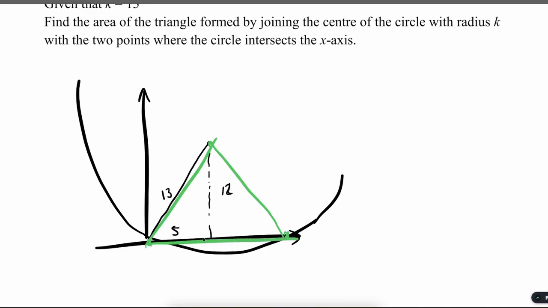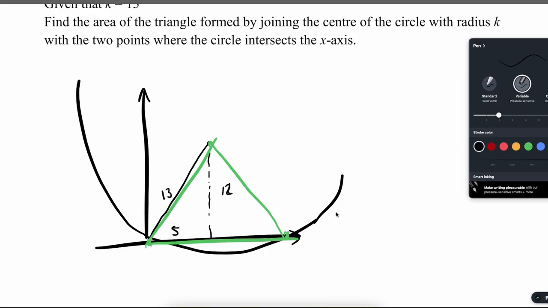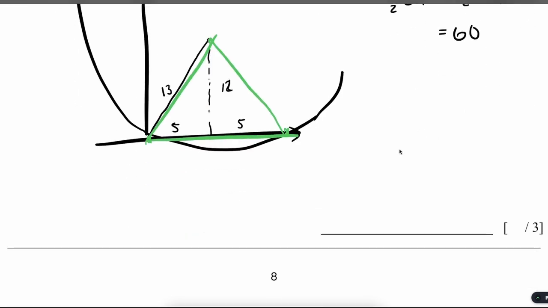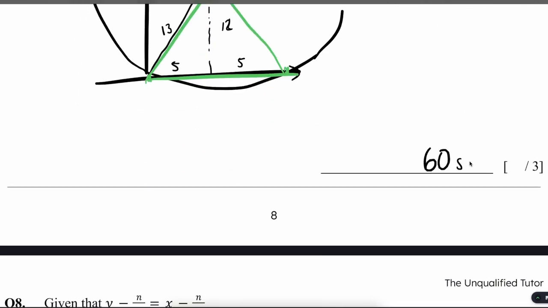Okay? So we know the vertical height is 12. We know that we've got a base here. We can find the base because it's symmetrical. It's just 5 plus 5, which is 10. So the area is going to be half base times height, which is a half of 10 times 12. So that is going to be 5 times 12, which is 60. So the answer is the area is 60 square units.